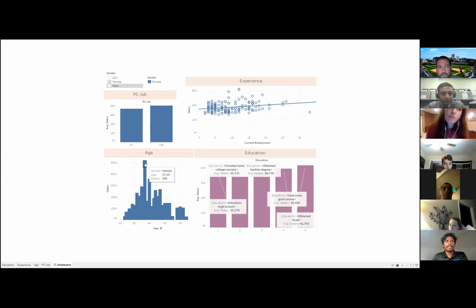So we've been comparing against the education and overall factors that have been affecting the PC job, whether it be the age or whether... Right now it's only showing females, right? Can you click on both genders and see?